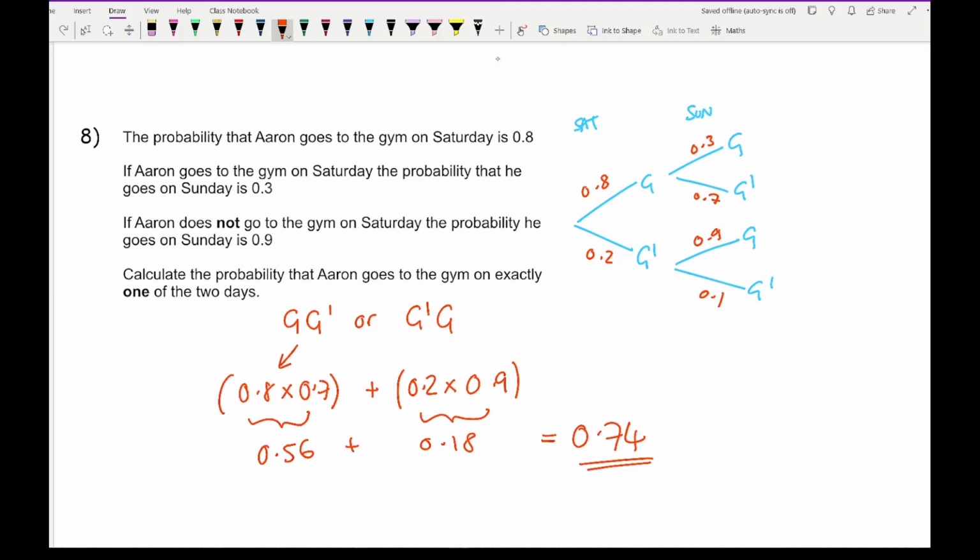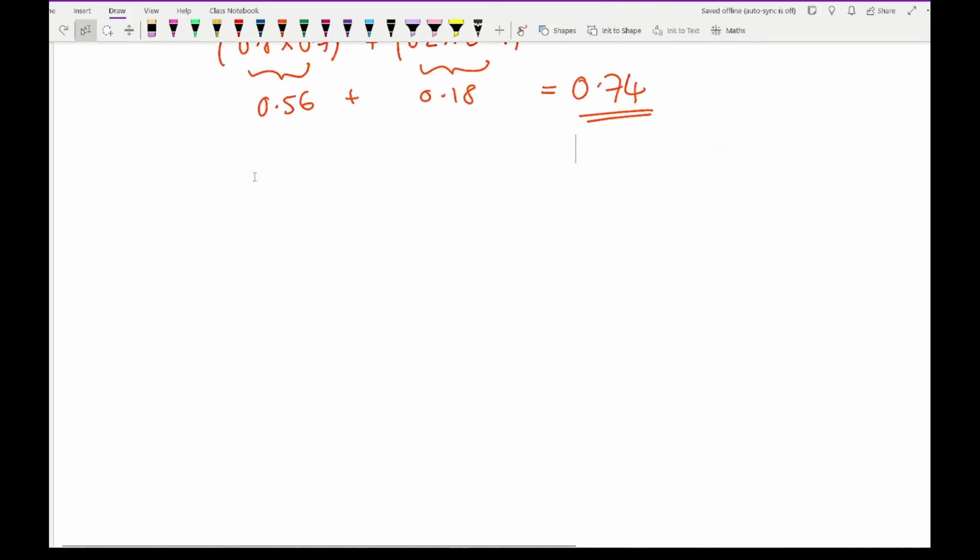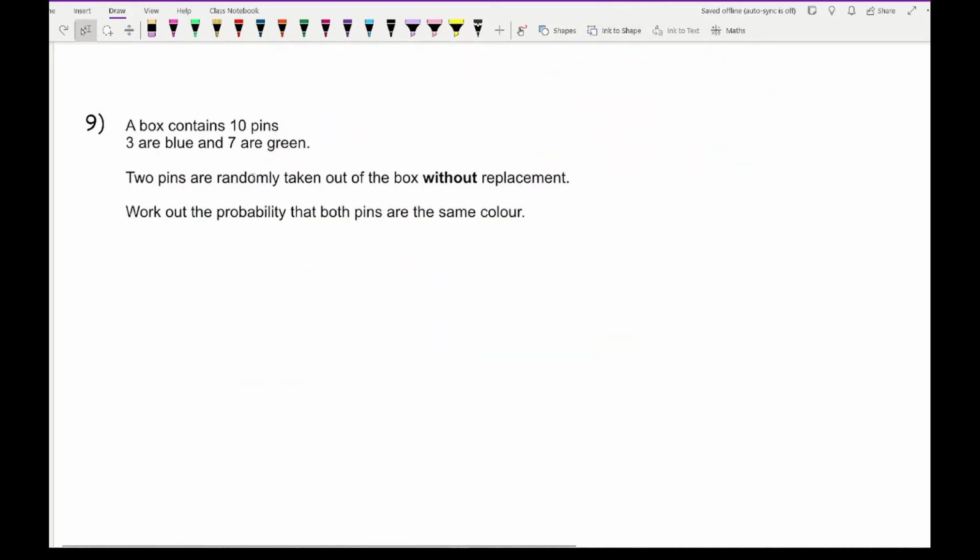And again, I would stick with giving your answer as a decimal simply because the probabilities they've given me in the question are in decimals. But again, if I did give it as a fraction, not really a problem.